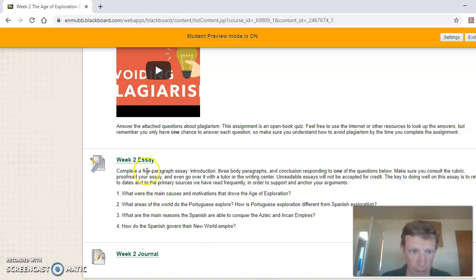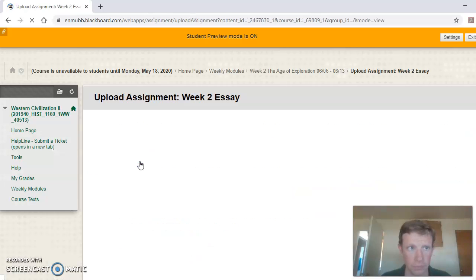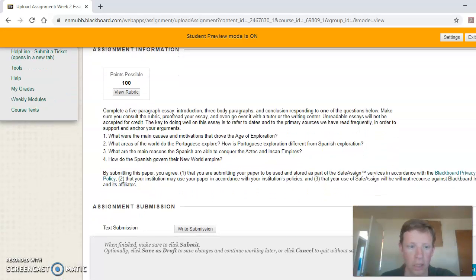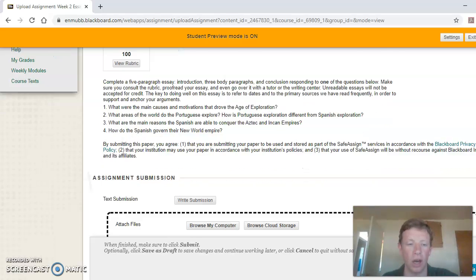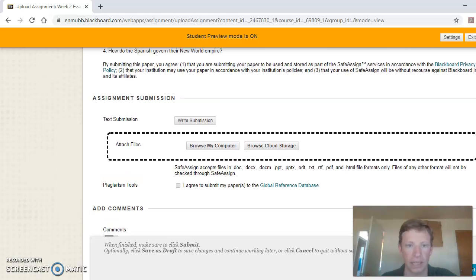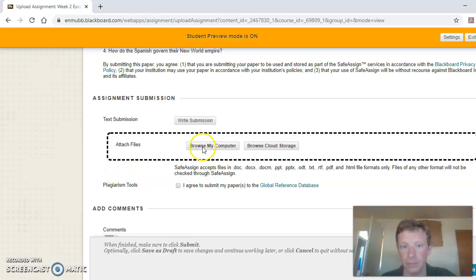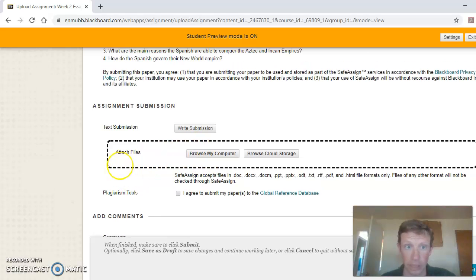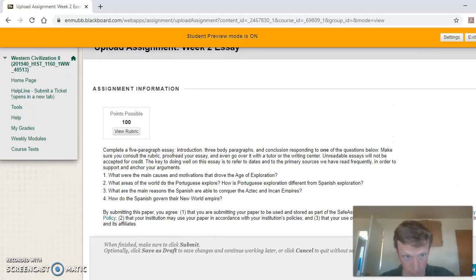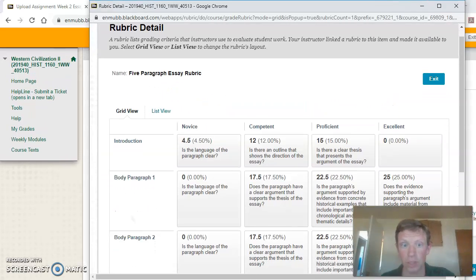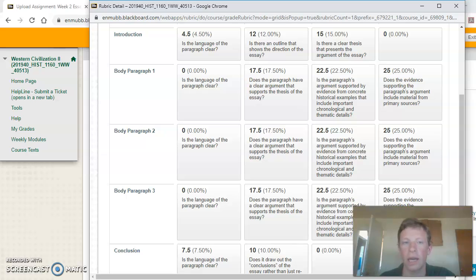So if we click into this, you choose which question you're going to answer. Remember, you only answer one question. It's not that you should answer one of these questions for each paragraph. One question answered over the course of your essay. And then when you're finished, you can either write it in as a text submission, or you can attach a file here and submit it that way. Either is fine. Again, I've made the rubric available, so please look at this.